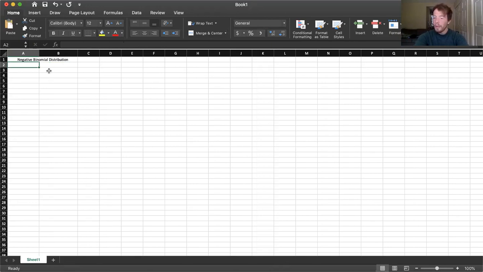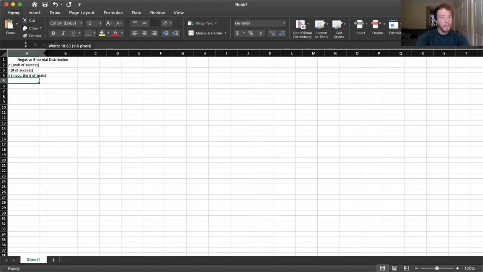So there are a number of inputs for the negative binomial distribution. There's P, the probability of success. There's R, the number of successes we want to see. And then there's K, which is our input, the number of trials we have to go through before we see that number of successes.